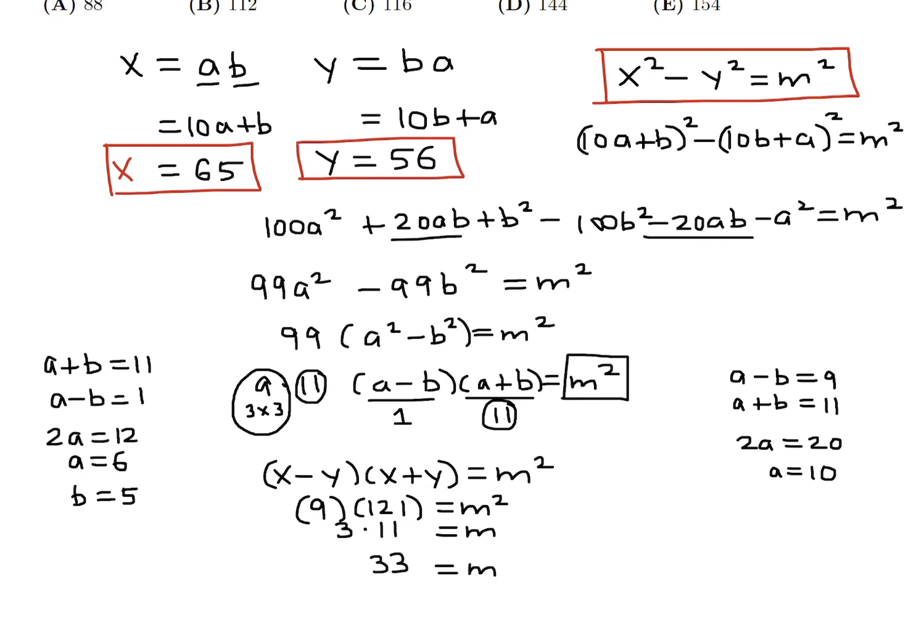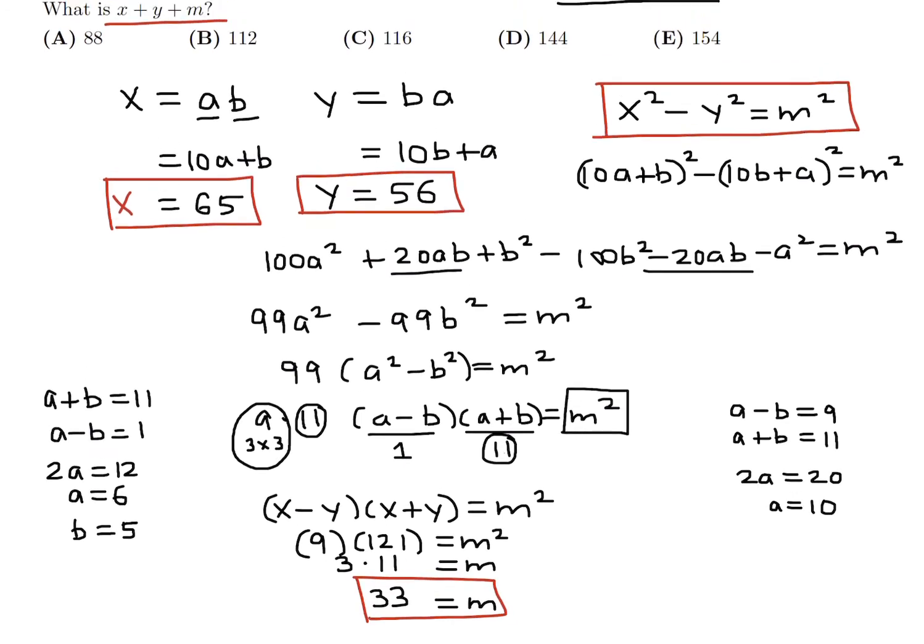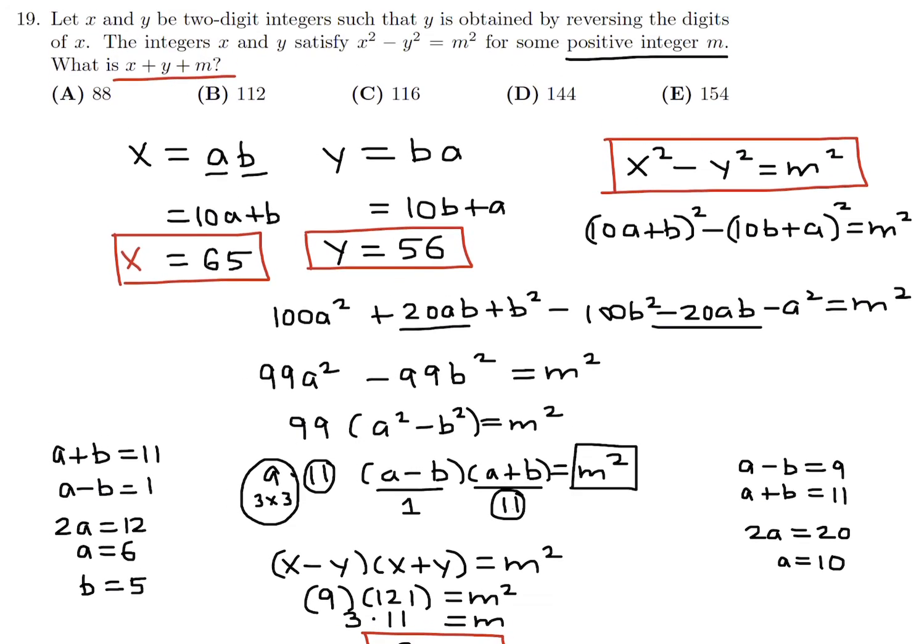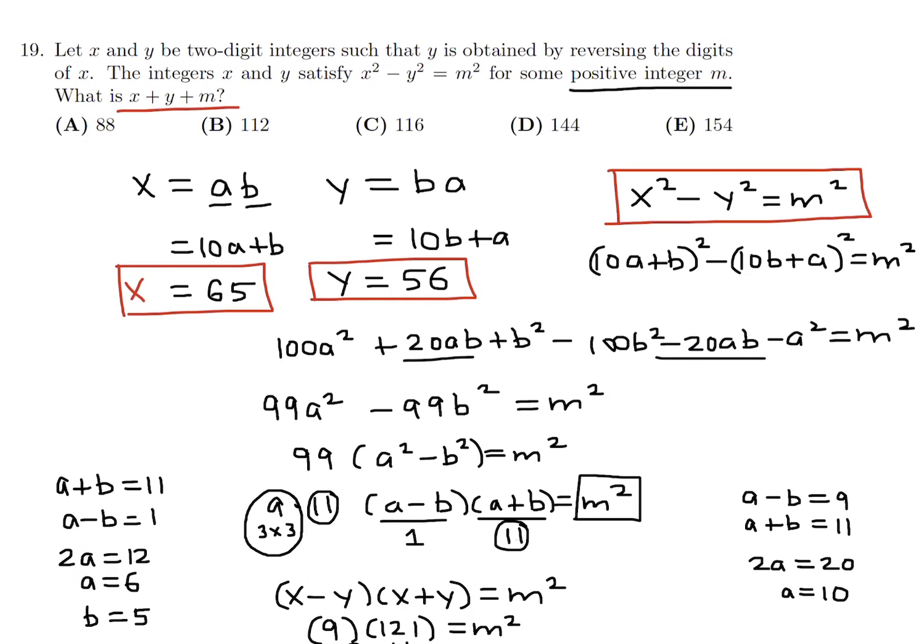So there you go. We've got x, we've got y, and we have m. If you add them all up, 65 plus 56 plus 33 is 154. So number 19, the answer is E.